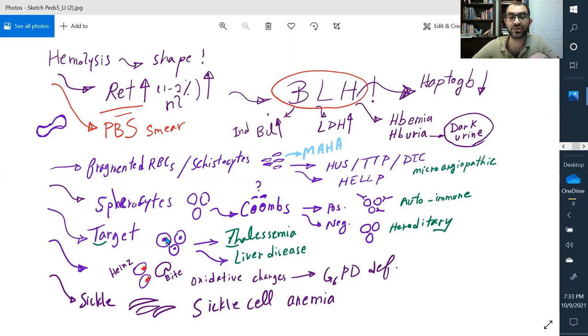I look under the microscope and I see target cells. Sombrero, Mexican hat from the top. Viva Zapata, Anthony Quinn. We can see those target cells in thalassemia. Thal for thal, thalassemia. L for liver disease. Target cells in thalassemia and liver disease.